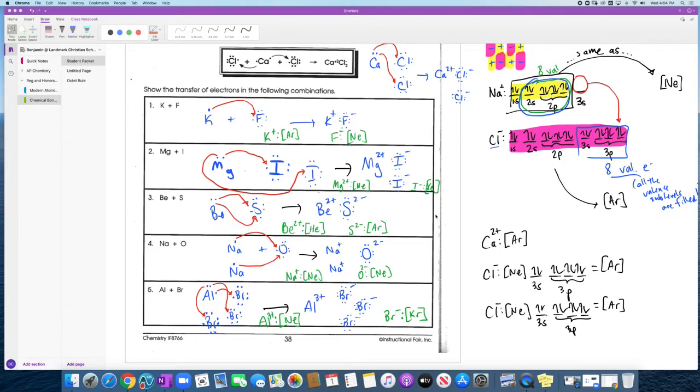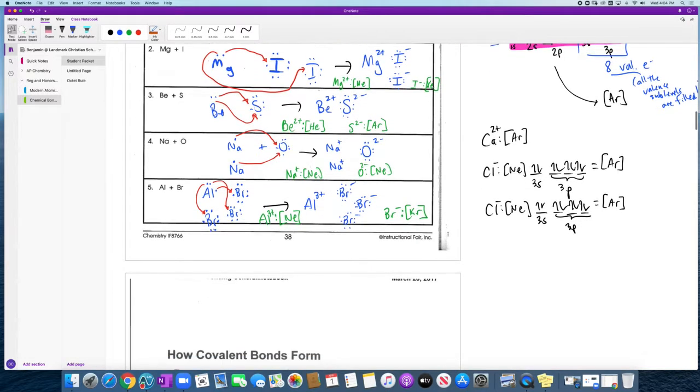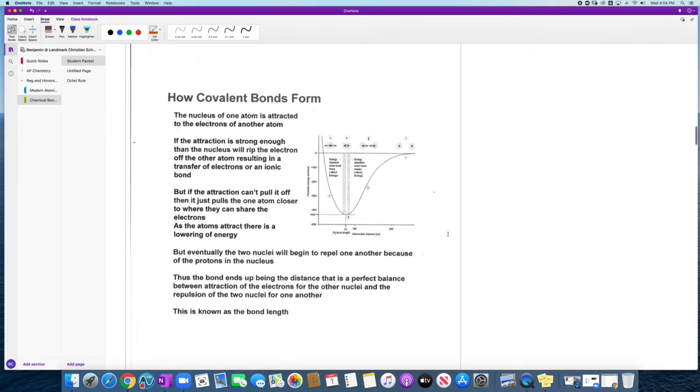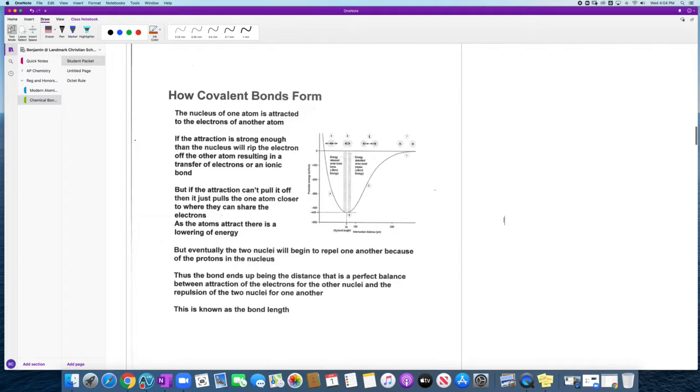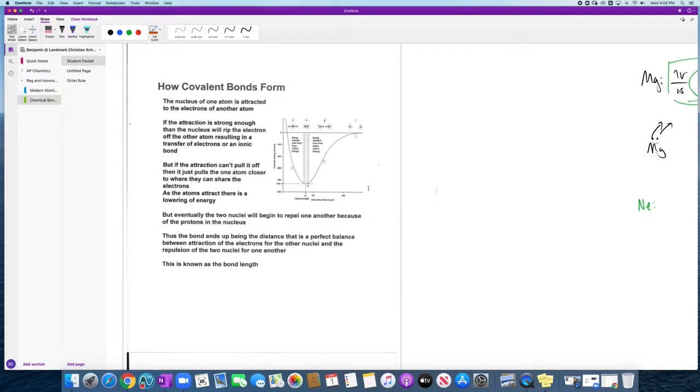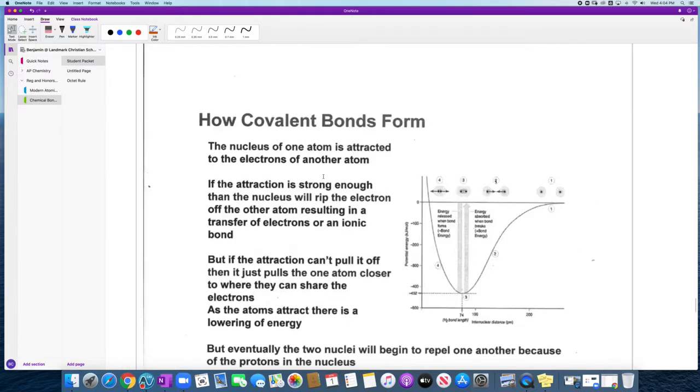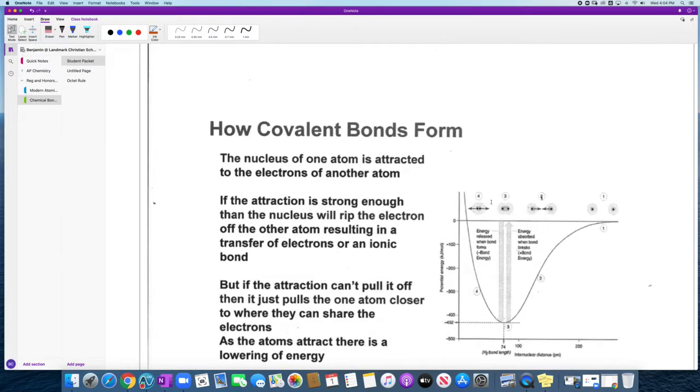Okay, so let's move on and talk about covalent bonding. This section right here just describes how a covalent bond forms. So I'm going to zoom in a little bit and look at this diagram, and I want to talk through this a little bit. The way to interpret this diagram is kind of backwards.